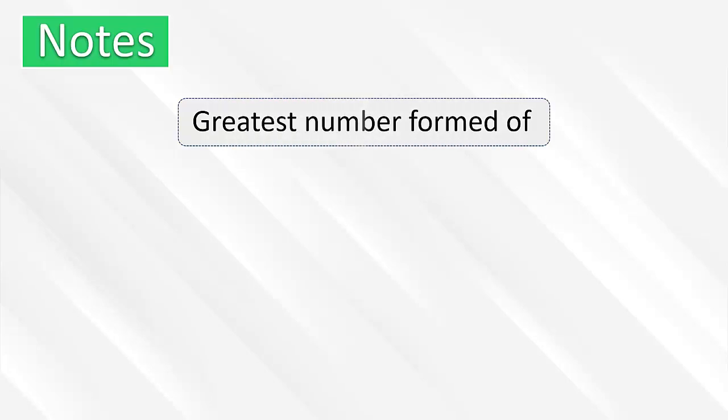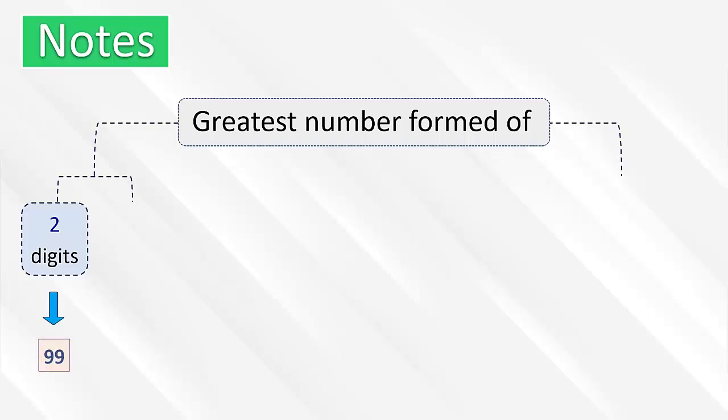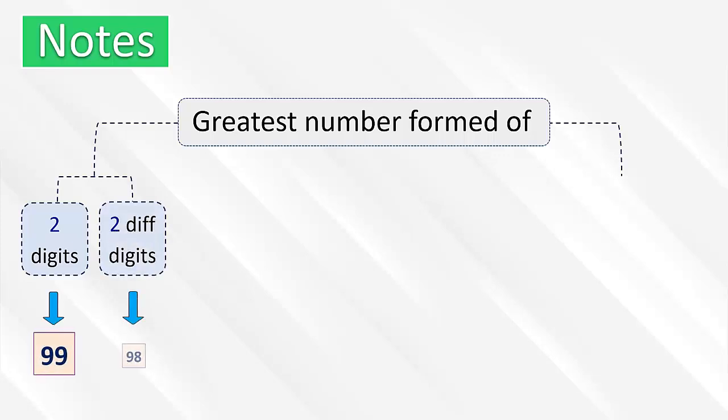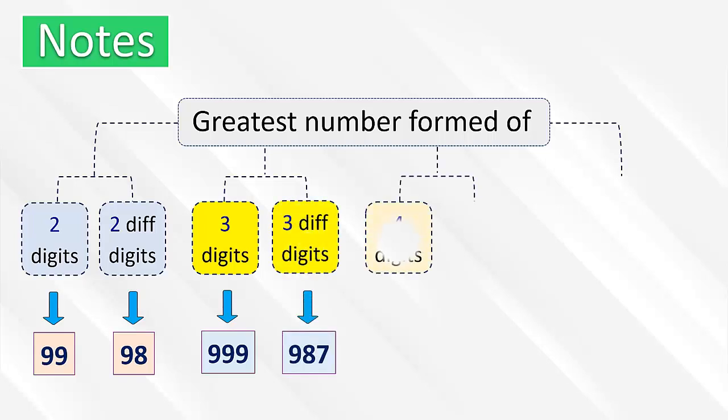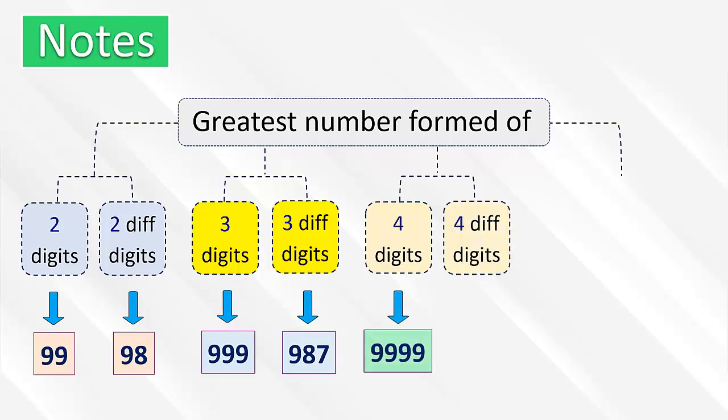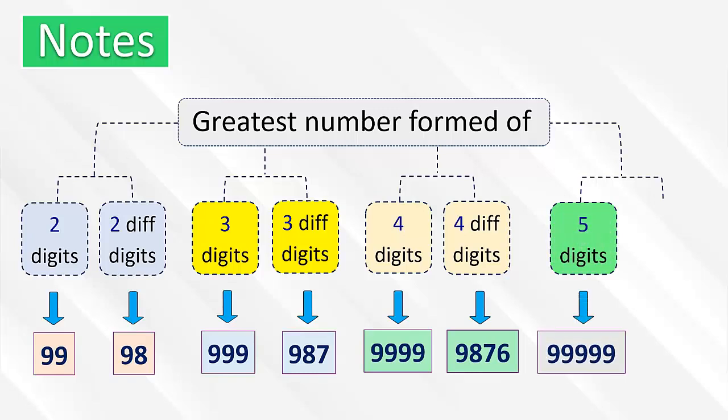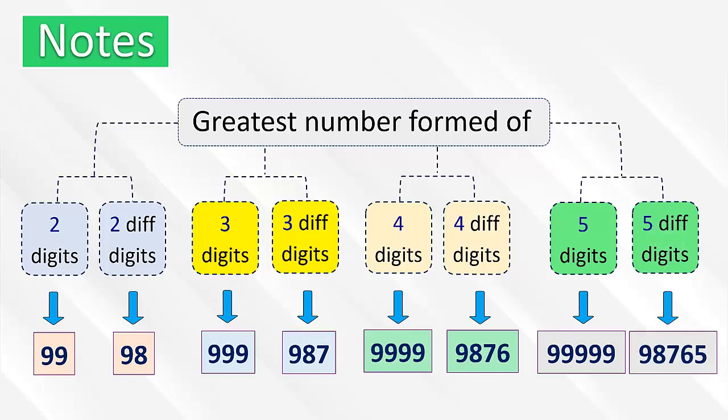Now, let us see some important observations on the formation of the greatest number and the smallest number. Let us begin with observations on the largest number. The greatest two-digit number is 99, while the greatest two-digit number with different digits is 98. The greatest three-digit number is 999, and with different digits it is 987. The greatest four-digit number is 9,999, and if the numbers are different, the greatest number is 9,876.